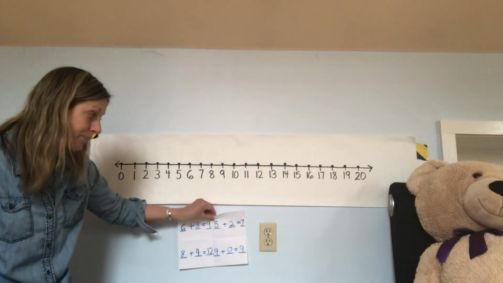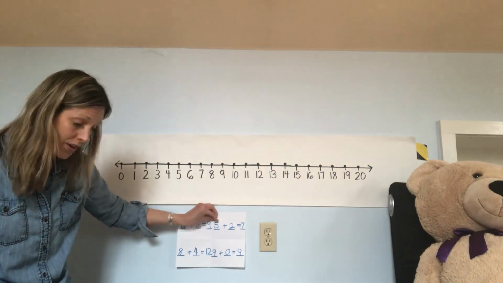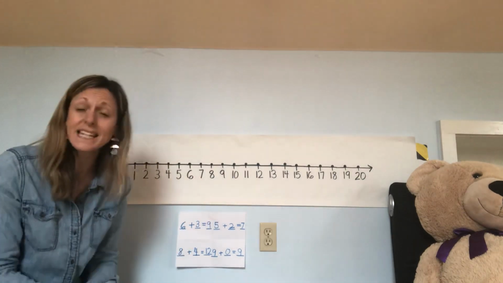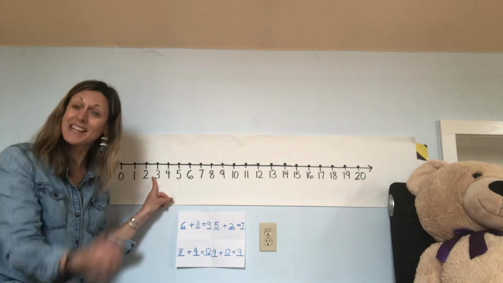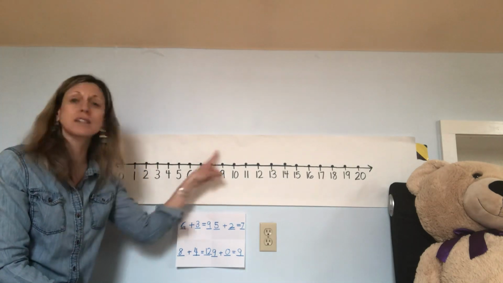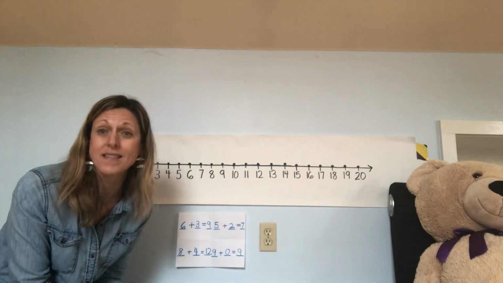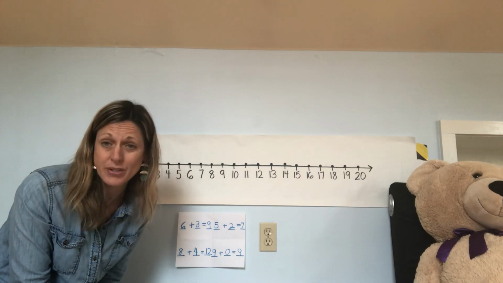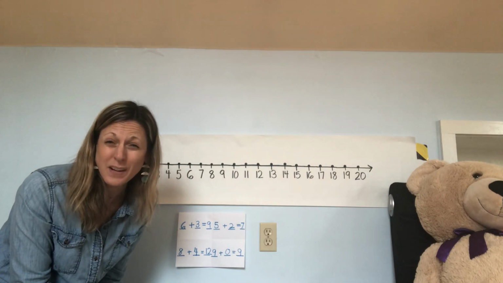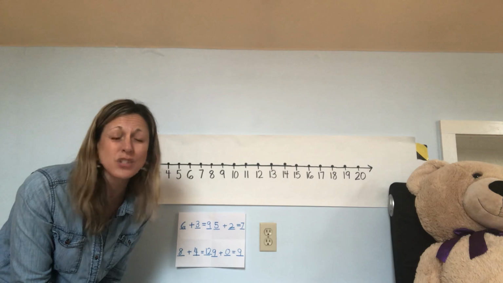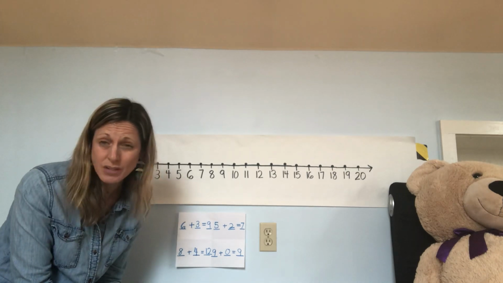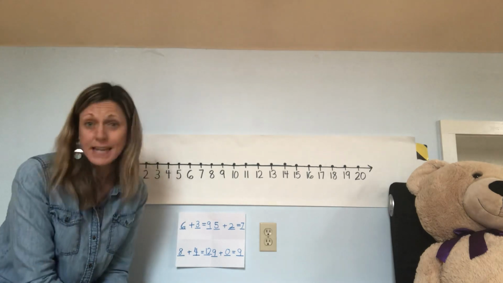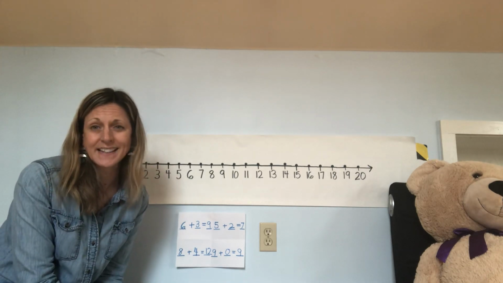Nice job. So a fun way to add on the number line is taking a number, starting on that number, taking another number and moving some hops forward to see where you end up. And that becomes your number sentence. Okay, the number line's a great strategy for when we're adding, and it is a great strategy for when we're subtracting. Today we're focusing on our adding.